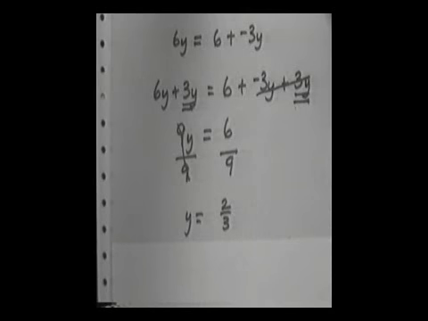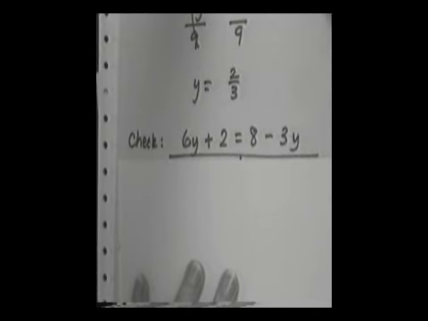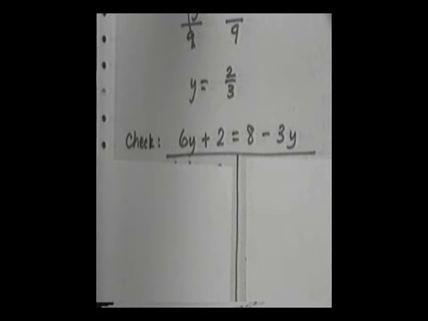Let's check this problem. Once again, we check by copying the problem down exactly as it appeared at the beginning, not a later step, but exactly as it was at the beginning. 6y plus 2 equals 8 minus 3y. We set up our T format with the vertical bar under the equals mark to create a wall to separate the sides.